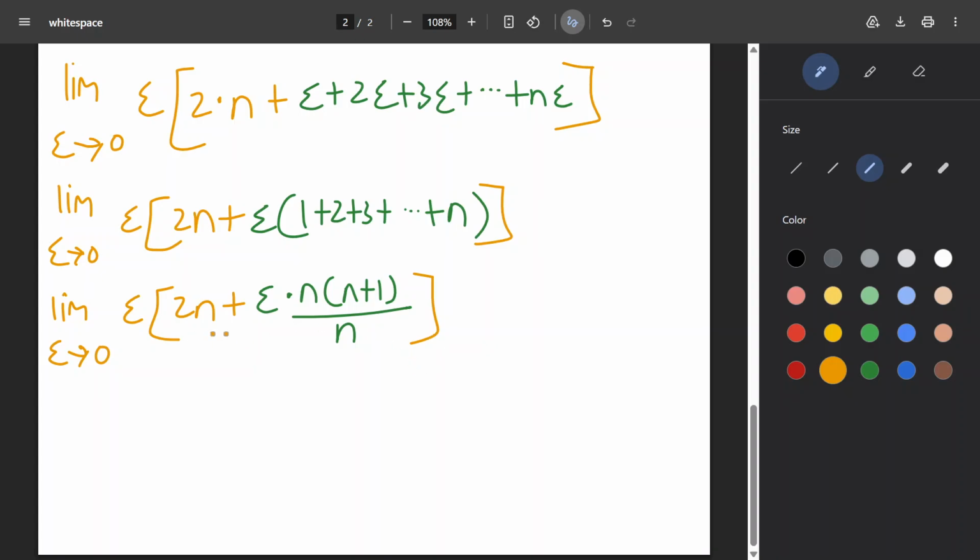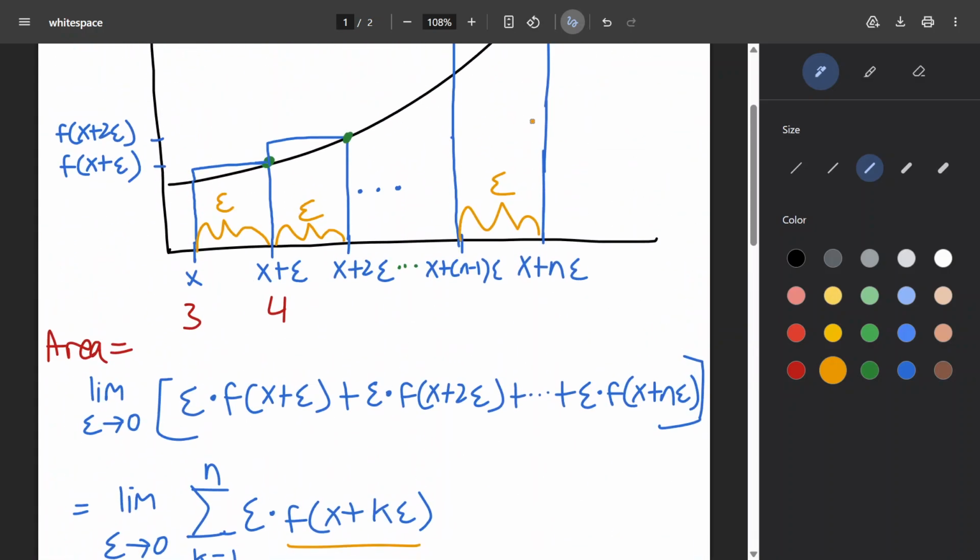All right, I think it's time to distribute our epsilon. Let's do it. So we end up with 2 n epsilon plus, I'm not going to square the epsilon for now, and you'll see why in a moment. So now it's like, hey, how do we evaluate this? Well, let's look at our picture again for a second.